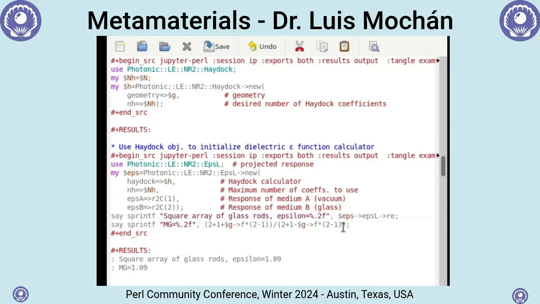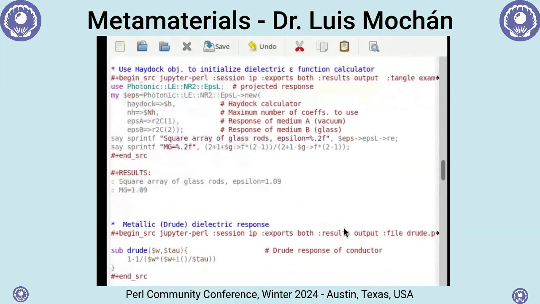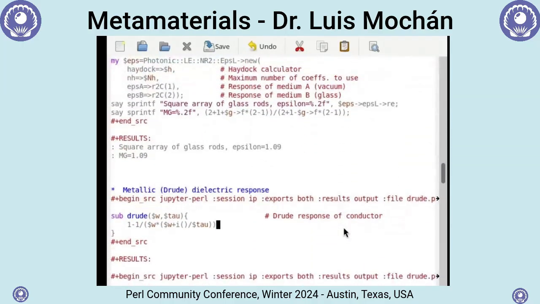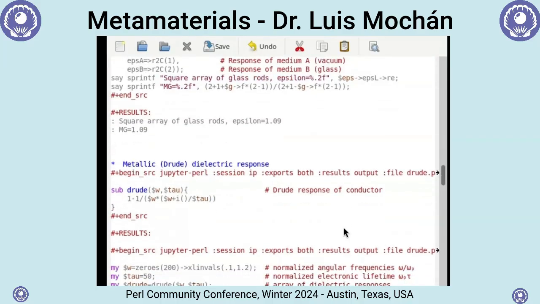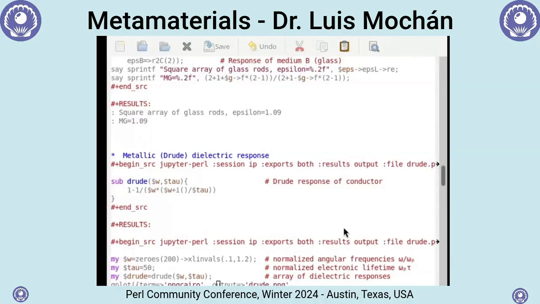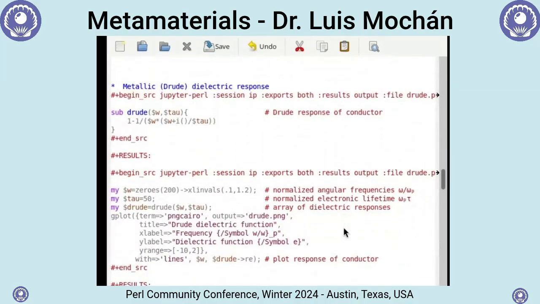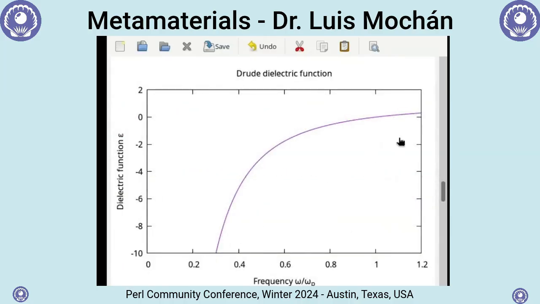So what I'll do now is make calculations for a metal. So first I make a function to calculate the response of a metal using the Drude model. And then here I'm just plotting how the response of a metal looks like. So the response of a metal is negative for frequencies lower than the plasma frequency, and then it becomes positive.